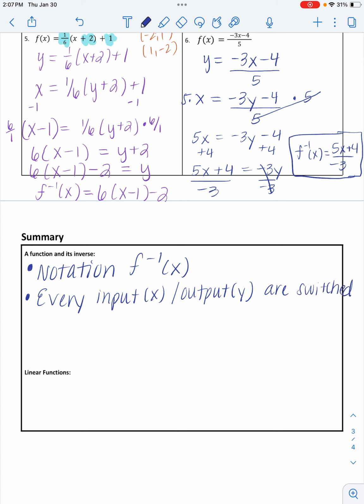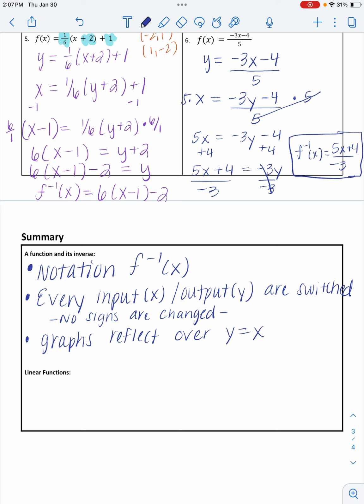Now I say switched, no signs are changed. It may look like that in the linear, just because of point-slope form, you have to always make the x value opposite, but no signs are truly changing in the points. Okay, all graphs will reflect over the y = x line. Okay, and equations will always undo each other. So that's why it's called inverses.